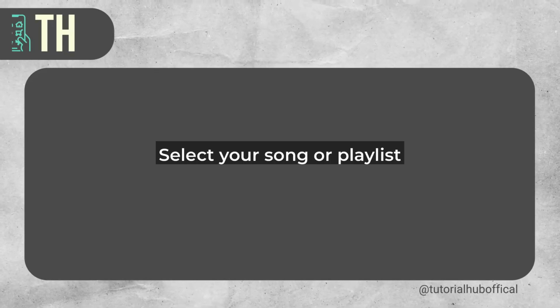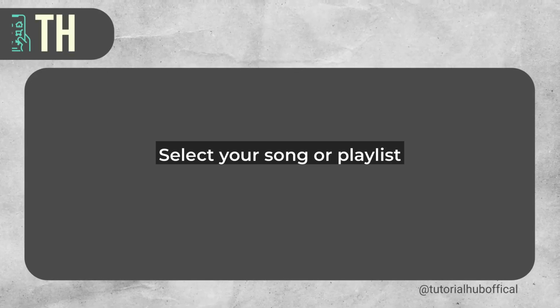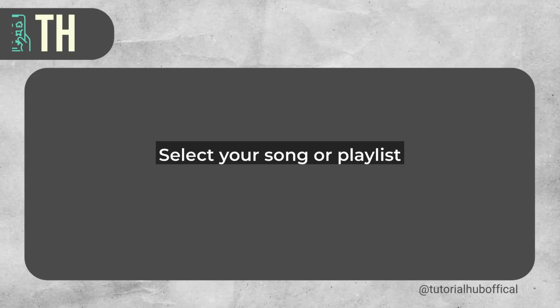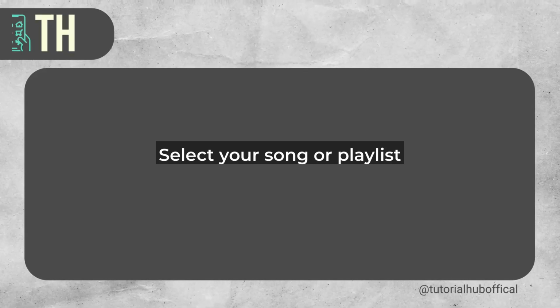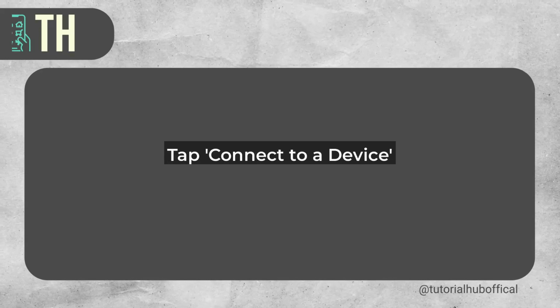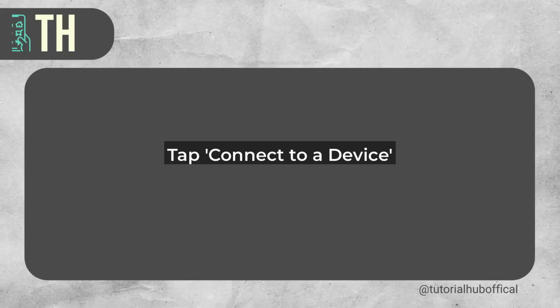Start by opening the Spotify app on your phone or computer. Make sure it's updated to the latest version for everything to work smoothly. Now, pick the song or playlist you want to share. At the bottom of the screen, tap on the Connect to a Device icon. It looks like a speaker or devices connecting.